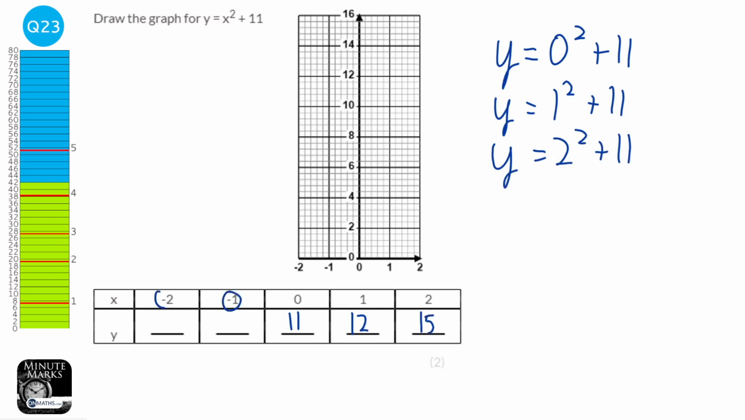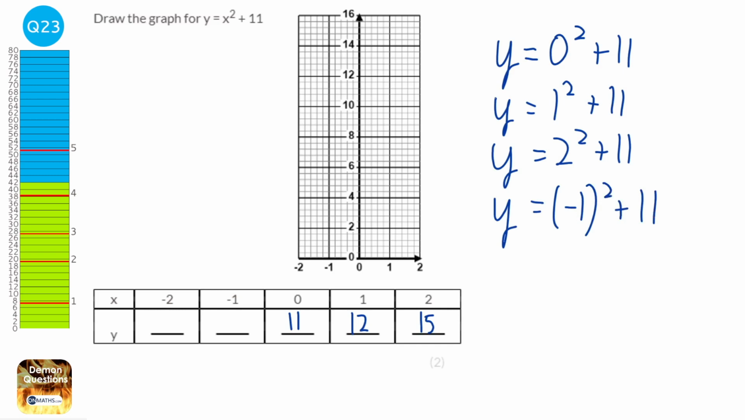Now the minuses are a little bit more difficult, but not that much more difficult, because when you square a negative, you actually get a positive. So minus 1 squared is just 1. 1 plus 11 is 12. And then minus 2 squared plus 11. Minus 2 squared is 4. 4 plus 11 is just 15.